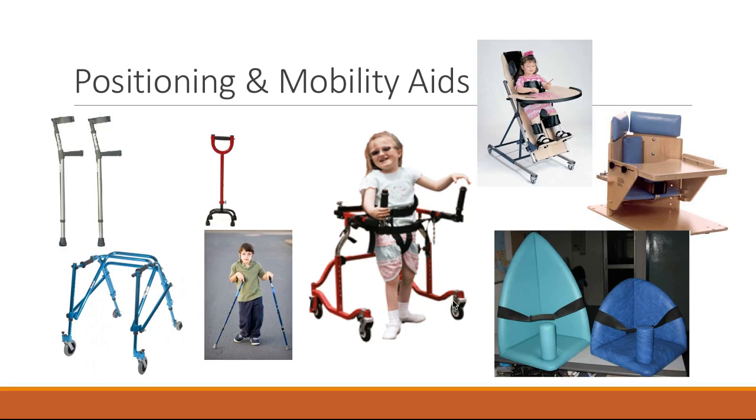But here you can again see some forearm crutches, a reverse walker, a pediatric quadriplegic cane, bilateral straight canes, the one in the middle with the little girl with the glasses, that's a gait trainer. In the bottom right, you can see some corner chairs that are used for positioning, and then that little girl with the pink bow at the top is in a standing frame that can support some weight bearing through her lower extremities.